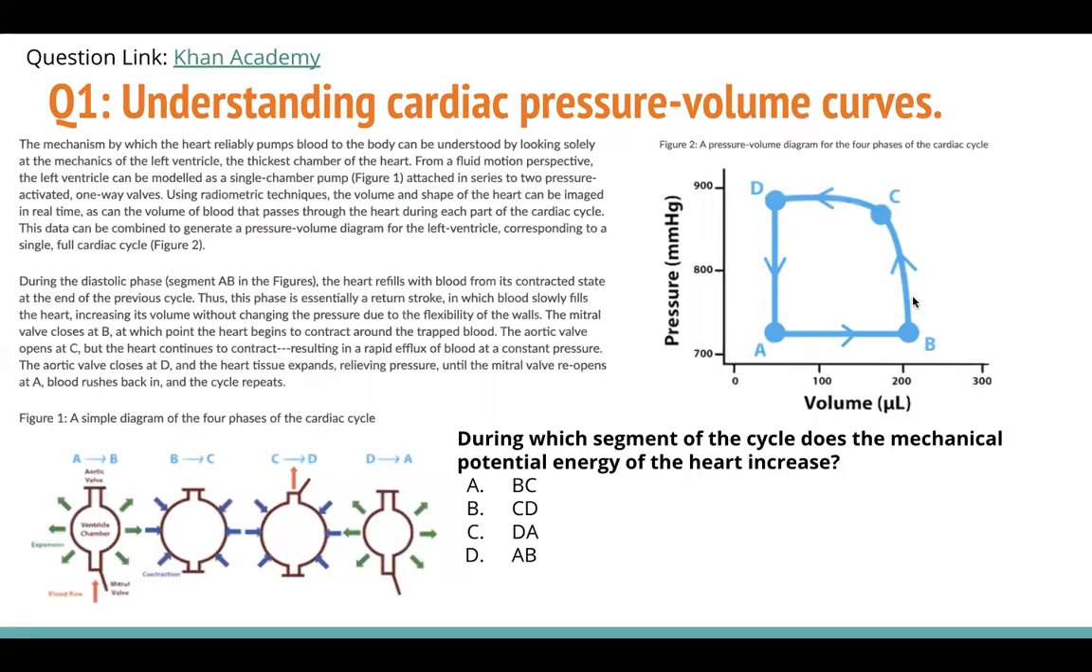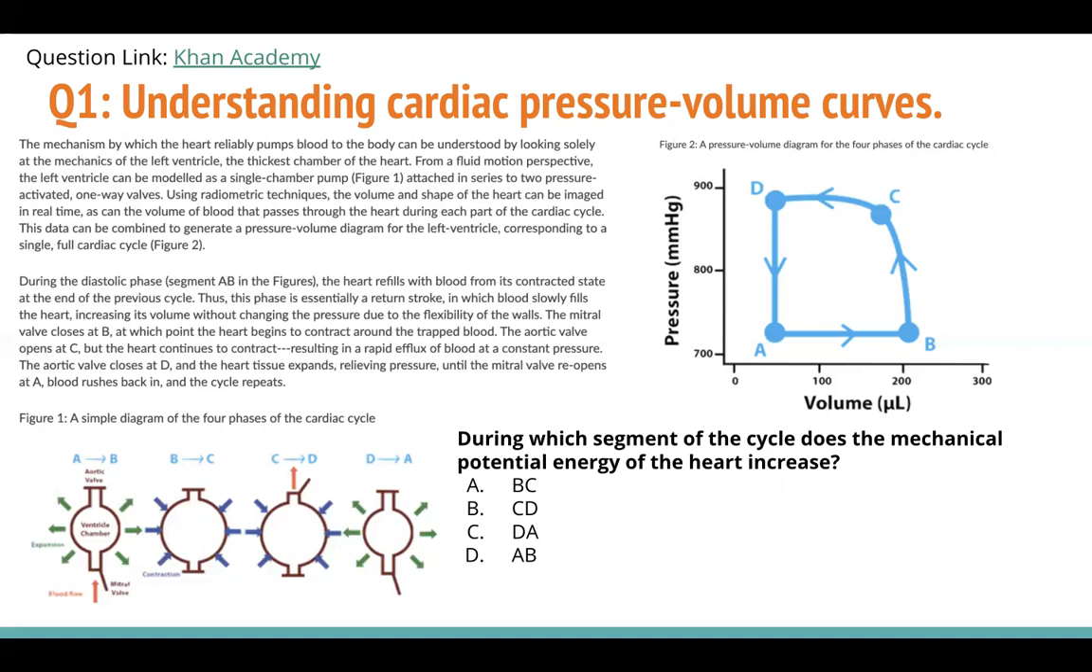Okay, so we're still on the same passage. And the question here is, during which segment of the cycle does the mechanical potential energy of the heart increase? As we read this question, we can actually use Bernoulli's principle for this. If you watch the video on Bernoulli's principle, they actually do mention how we can relate potential, kinetic, and hydrostatic energy to pressure and density and volume as liquid flows.